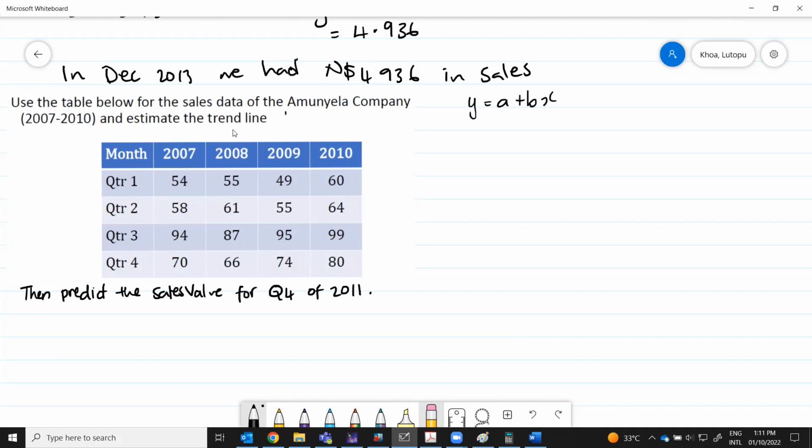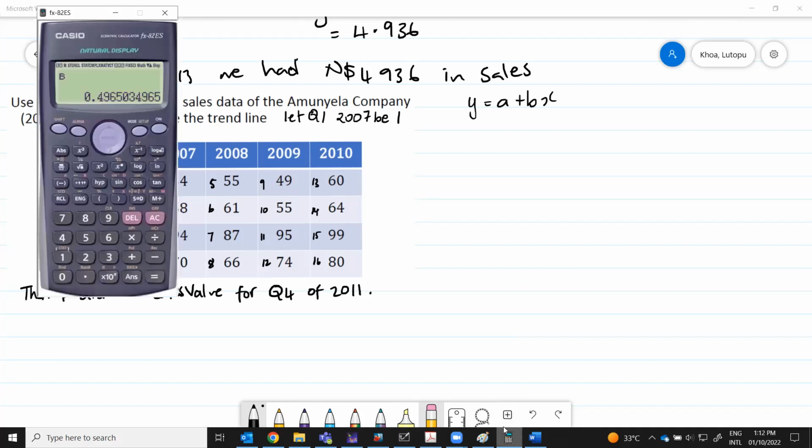So say let quarter one for 2007 be 1. So you're going to start your coding at 1. So this will be 1, 2, 3, 4, then go to 5, 6, 7, 8, 9, 10, 11, 12, 13, 14, 15, and 16. So you would then draw your table as always. So I'm going to do all this on my calculator. And when you draw your table, you should get the same value.